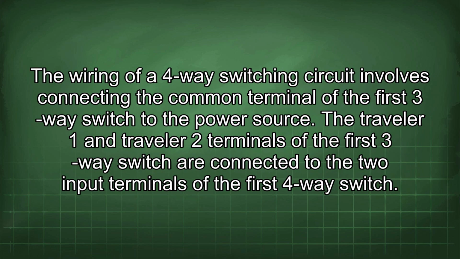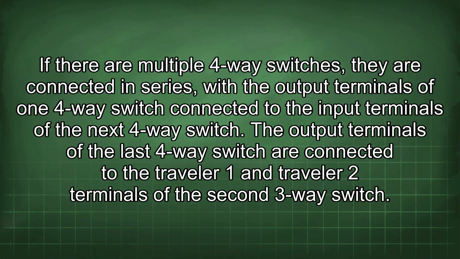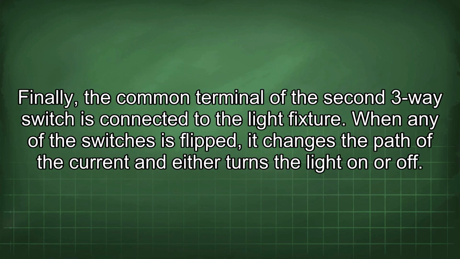The wiring of a 4-way switching circuit involves connecting the common terminal of the first 3-way switch to the power source. The Traveler 1 and Traveler 2 terminals of the first 3-way switch are connected to the 2 input terminals of the first 4-way switch. If there are multiple 4-way switches, they are connected in series, with the output terminals of one 4-way switch connected to the input terminals of the next 4-way switch. The output terminals of the last 4-way switch are connected to the Traveler 1 and Traveler 2 terminals of the second 3-way switch. Finally, the common terminal of the second 3-way switch is connected to the light fixture.